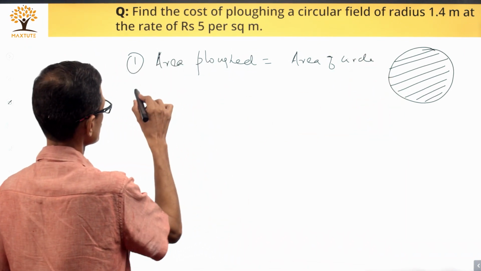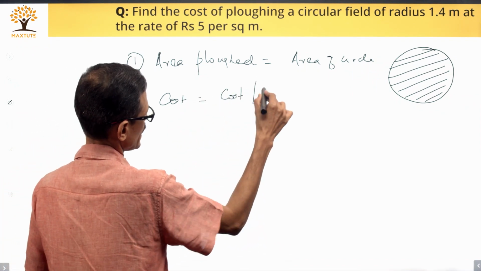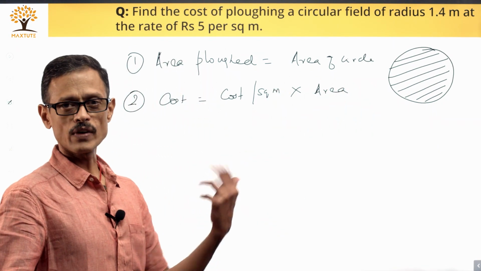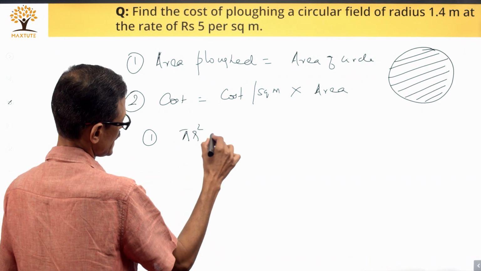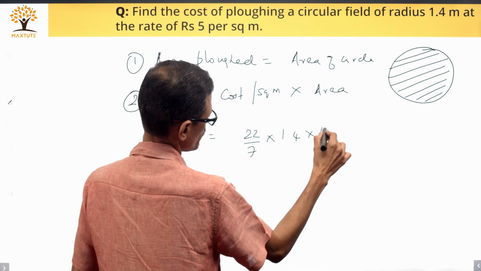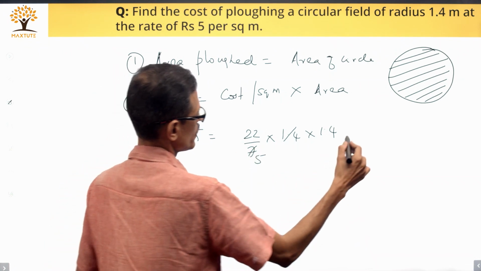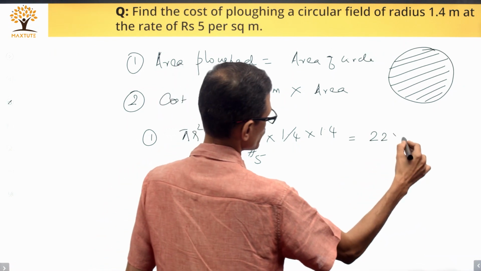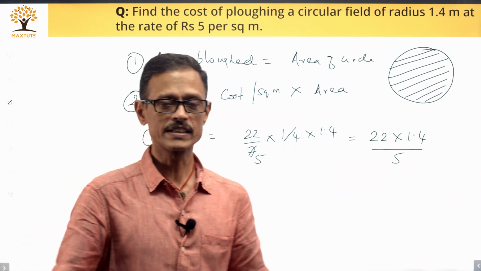Once you have found out the area of the circle or the area being ploughed, cost is equal to cost per square meter of ploughing into the area that is being ploughed. Step 1, let us find out the area that is being ploughed. So, that is the area of the circle which is given by pi r square. Again, let us take pi to be equal to 22 by 7. Radius is equal to 1.4. So, 1.4 times 1.4. Cancel this 1.4 with a 7 to leave us with a 5. Again, do not do the full calculation right now. Just leave it at this point. Let us see what it gives us. 22 times 1.4 divided by 5 square meters is the area of this field that is being ploughed.